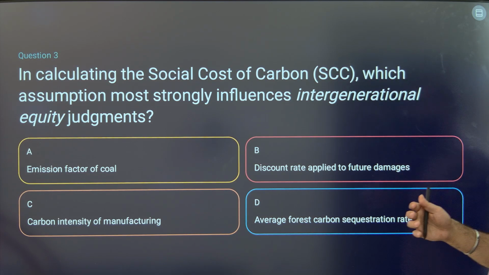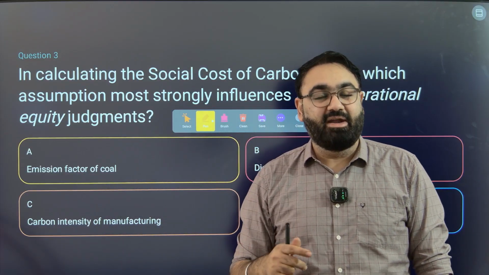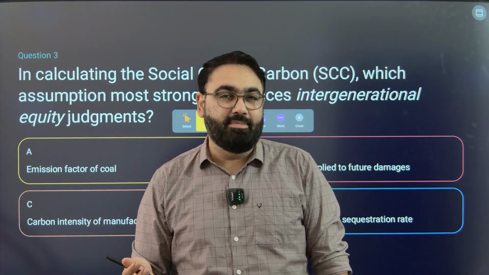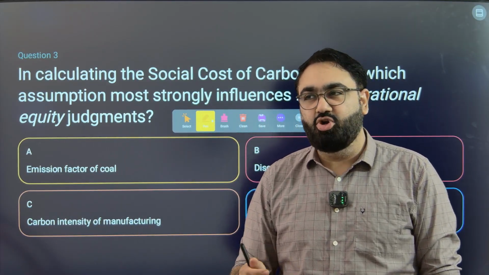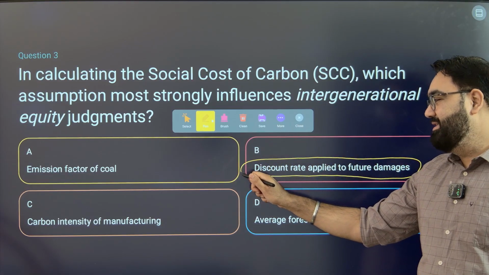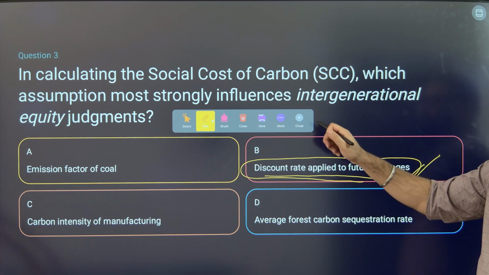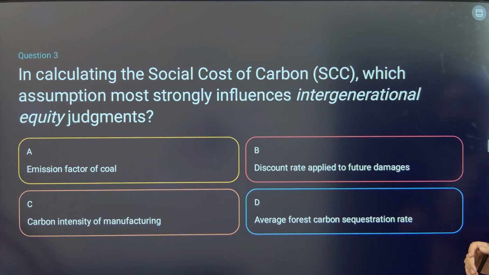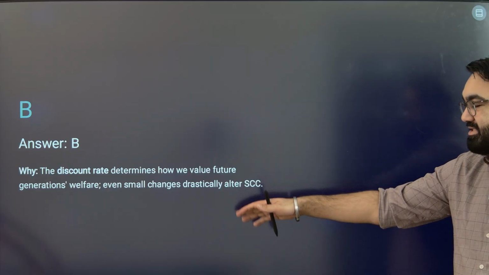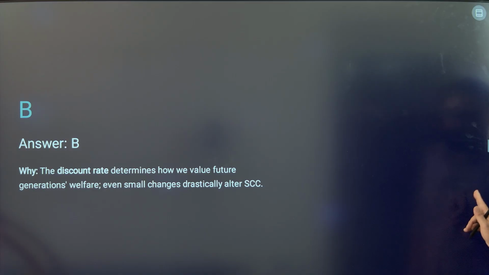So when we talk about how our pollution might impact future generations as well, that is intergenerational equity. Are we leaving the society in a better state as compared to how we found it for our future generations? What do we take into consideration? This, the discount rate applied to future damages, means the damage that today's activities will cause the future. This is taken into consideration when it comes to intergenerational equity. Even small changes can alter this social cost of carbon quite drastically.